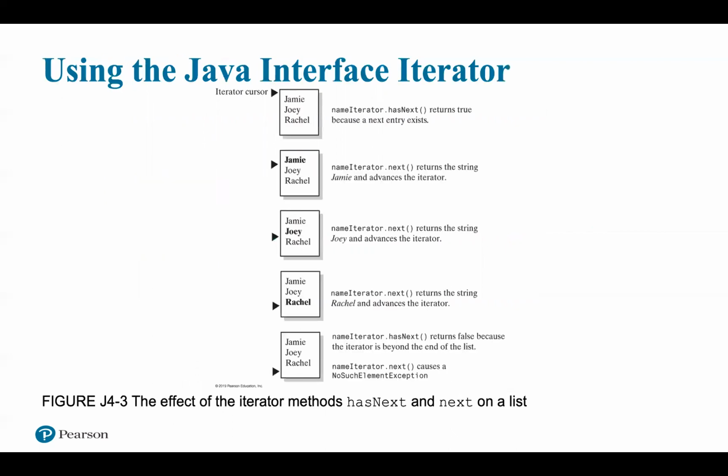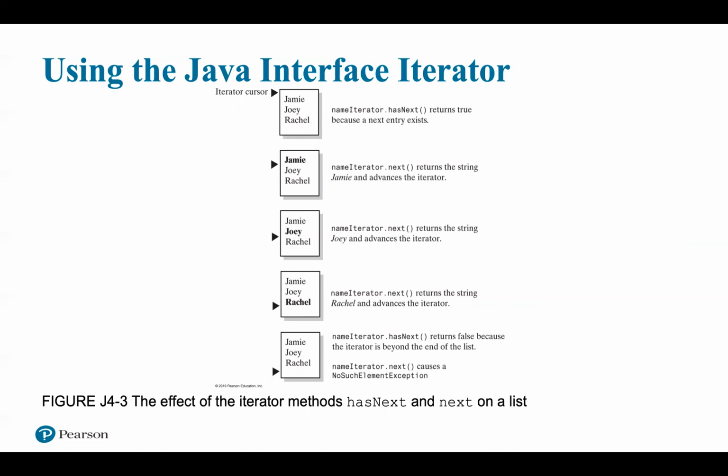Using the interface Iterator, some details of using the iterator depend on the approach used to implement the iterator methods. The next chapter will explore these approaches. For now, we assume that the class that implements an ADT has a method that returns an iterator to the ADT's entries so that we can focus on how the methods in the interface Iterator behave.